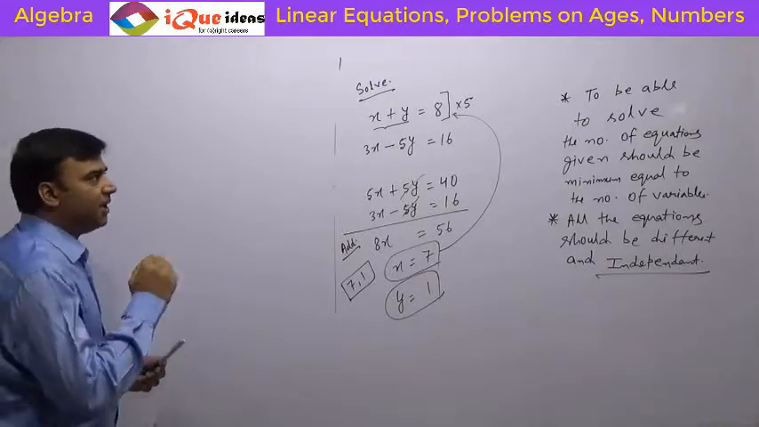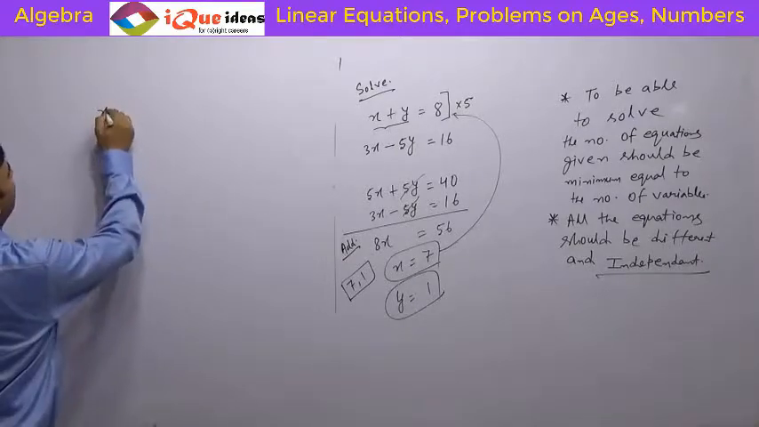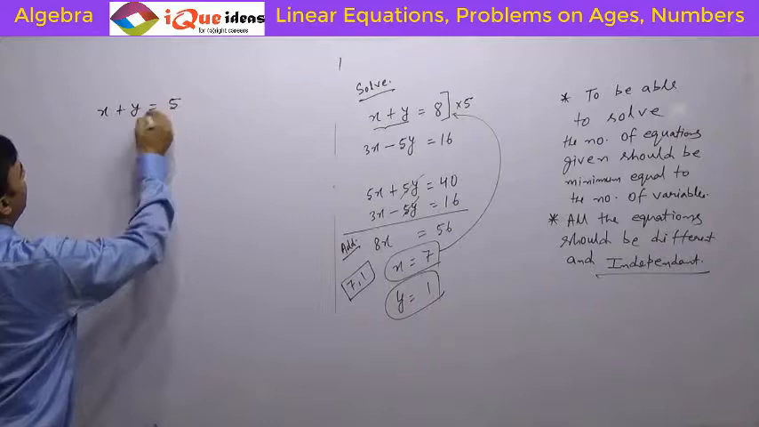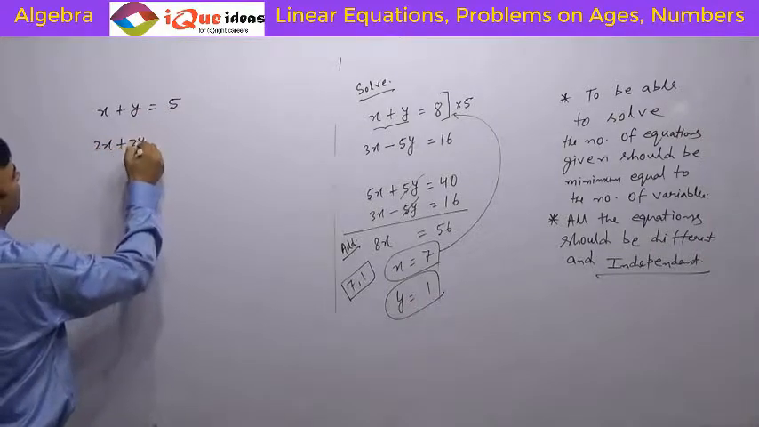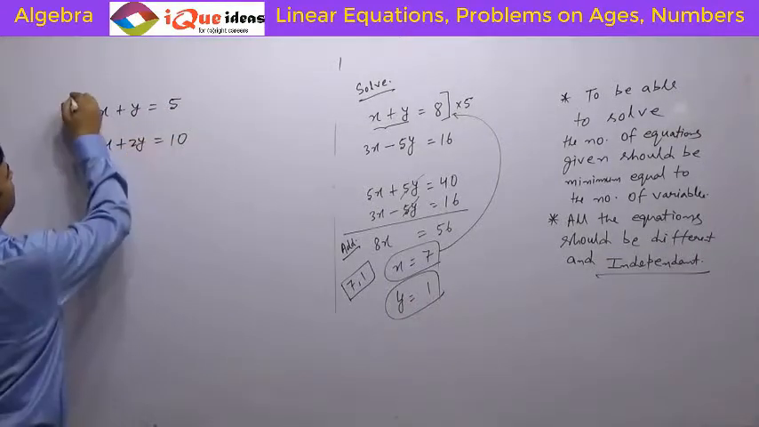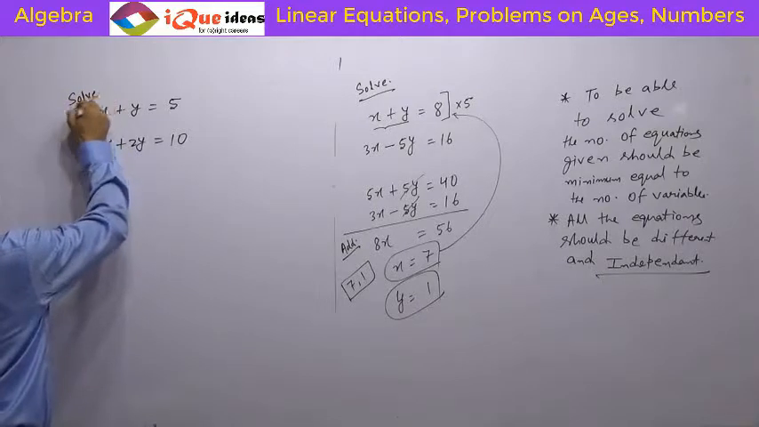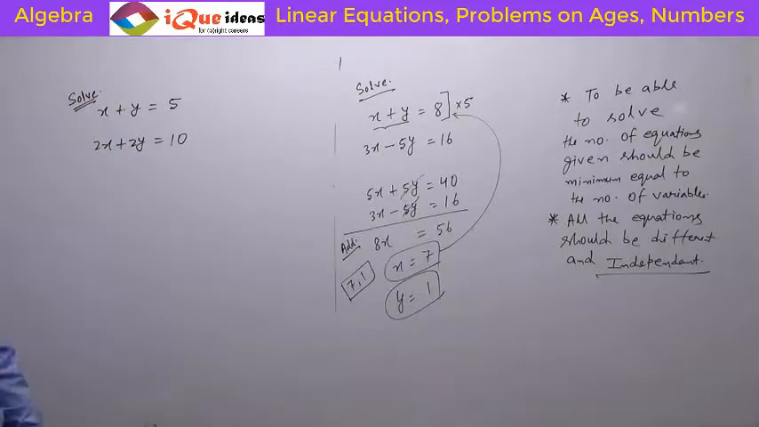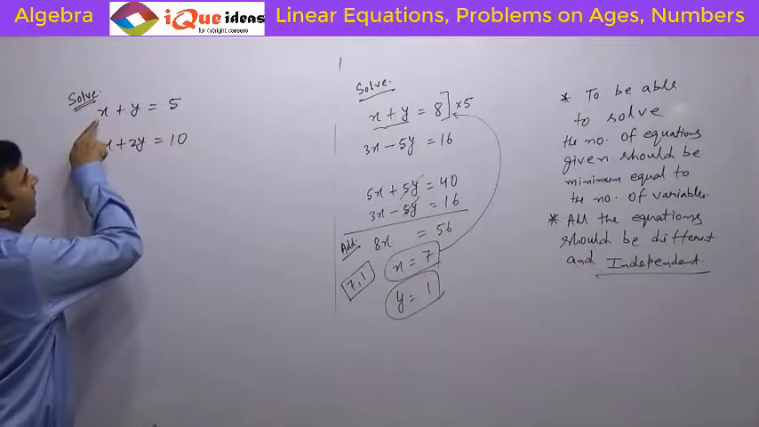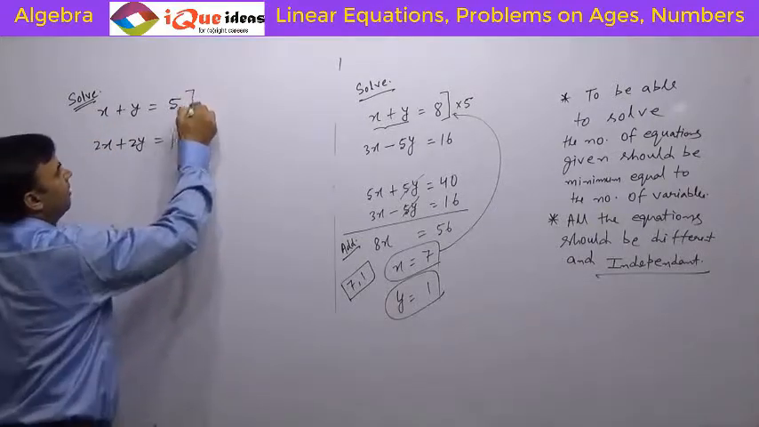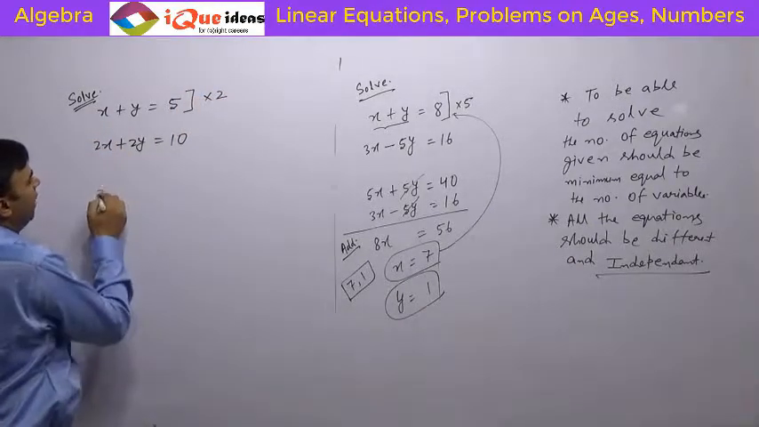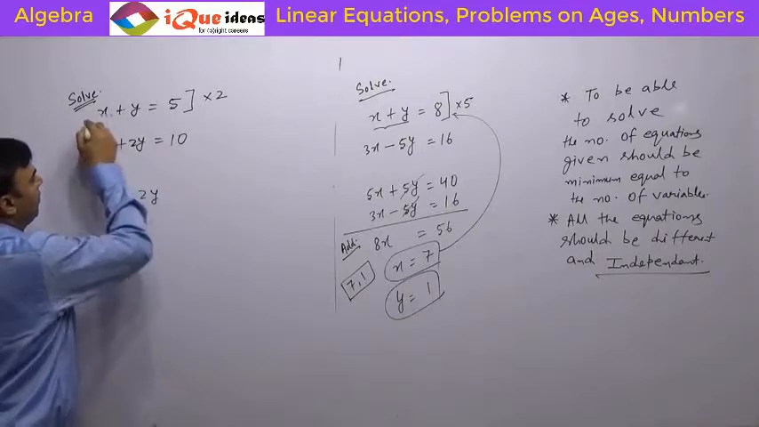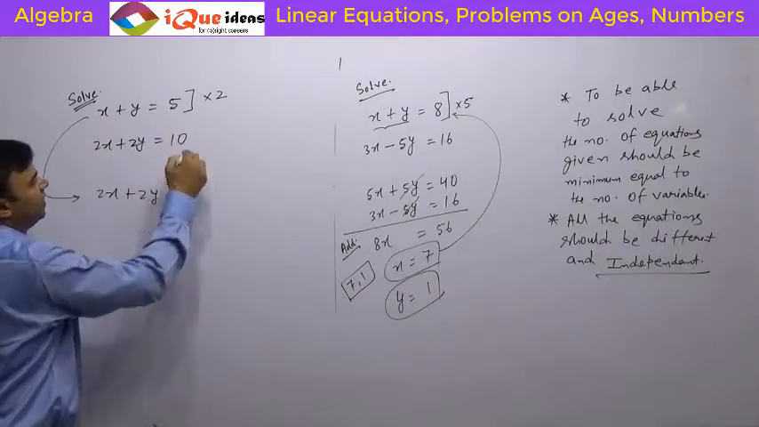Now let's take some theoretical aspect of this. Let's say I have x plus y is equal to 5 and 2x plus 2y equal to 10. Solve this. Now here what will happen? Here if you see x plus y equal to 5, if I simply multiply it by 2, I'll get 2x plus 2y. From here I'll get 2x plus 2y equal to 5 into 2, that is 10.